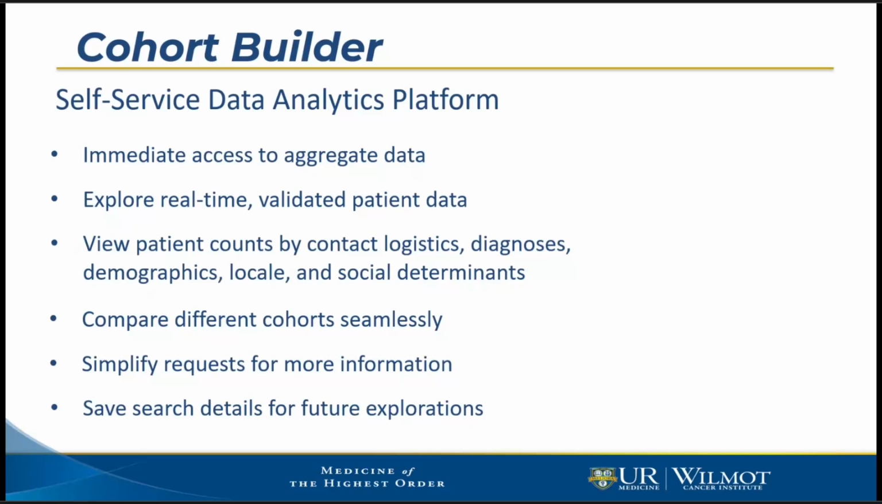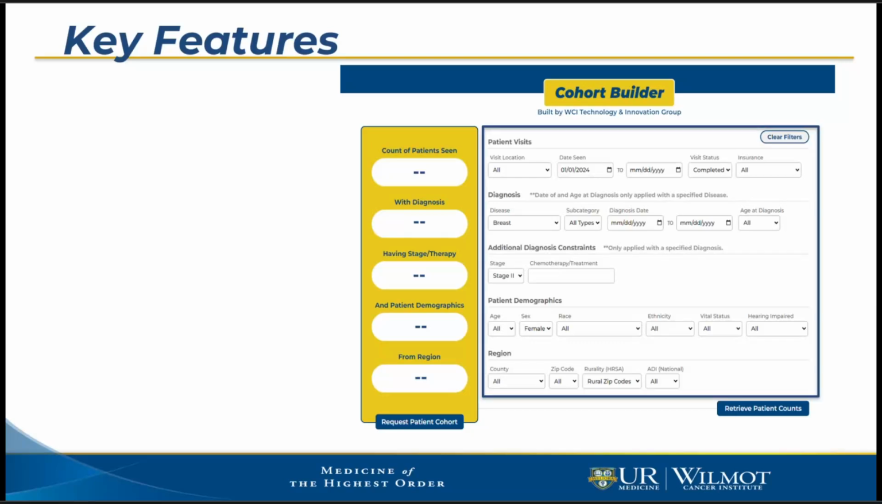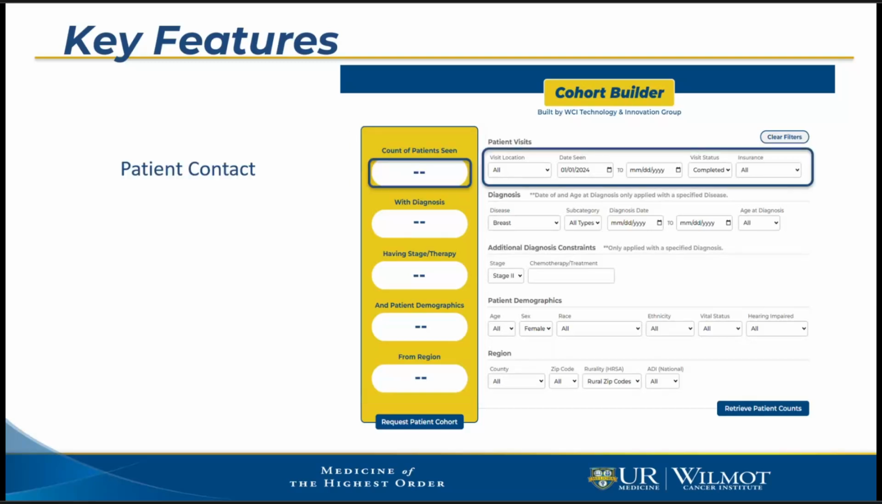So let's go over the key features of this app. The user interface consists of two major sections: the filter area, where users select the factors that identify their cohort, and the results, where cascading decreasing counts will indicate how each set of factors has limited their cohort. The factors fall into 5 major categories: the point of contact, including where and when the patient was seen, whether their appointment is completed or simply scheduled, and their insurance information.